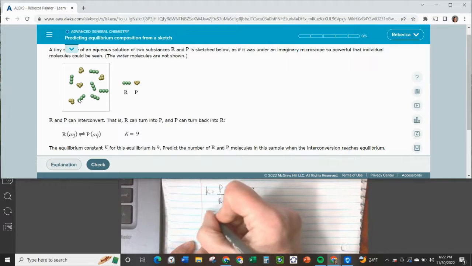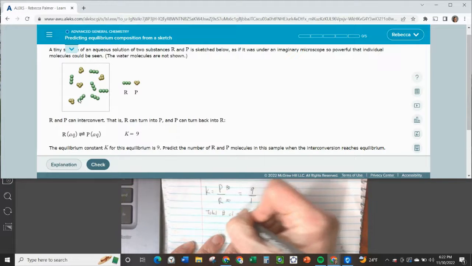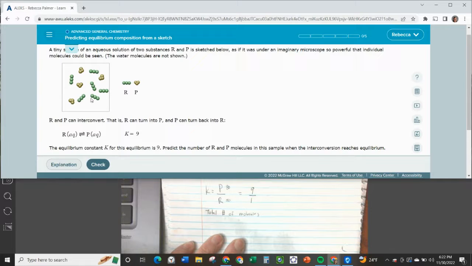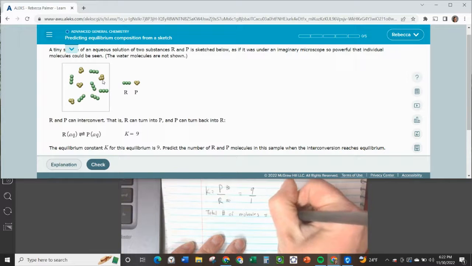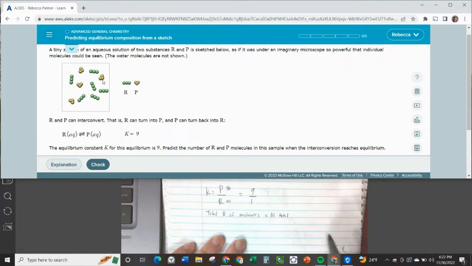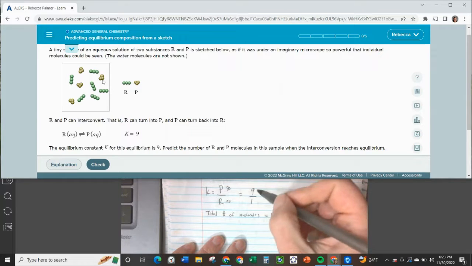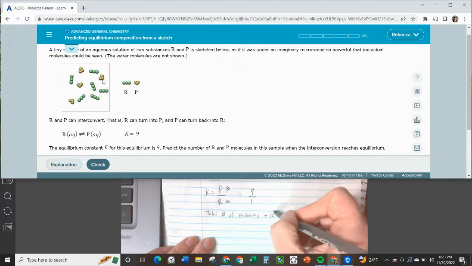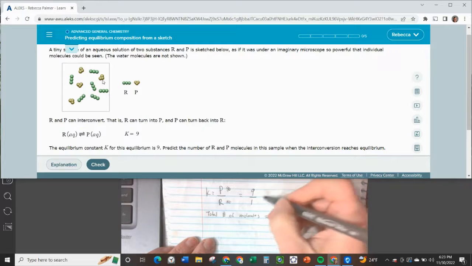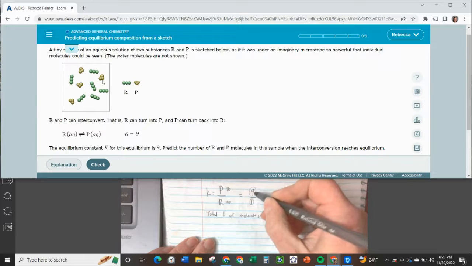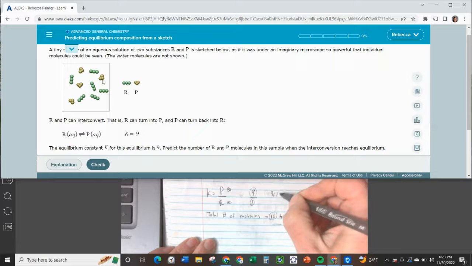So we need to know the total number of molecules. If we look at this picture and we count them up, we have 1, 2, 3, 4, 5, 6, 7, 8, 9, 10. We have 10 total molecules, okay? And sometimes that can help us see what's going on. All right, so these can interconvert. So we need some kind of fraction that adds up to 10. What I mean by that is that we have 9 products and 1 reactant. If we have 9 plus 1, that will give us our 10 total.